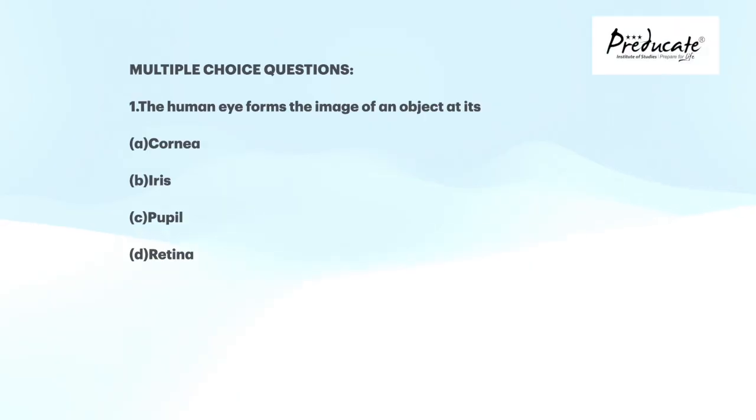The human eye forms the image of an object at its A. Cornea, B. Iris, C. Pupil, D. Retina.